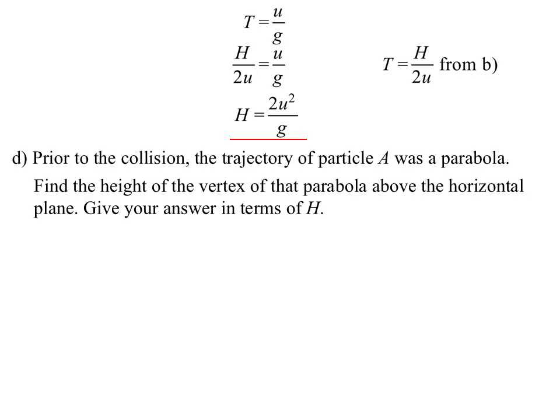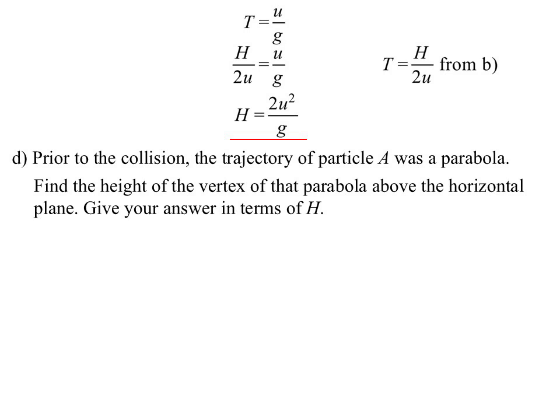Prior to the collision, the trajectory of particle A was a parabola. Well, it's always a parabola. I guess what they're saying is once it hits, it's no longer going to be a parabola because some other force has now been applied to it. It'll go off again. It'll be a new parabola maybe, but it won't be the same parabola. Find the height of the vertex of the parabola above the horizontal plane, and the answer's in terms of h.